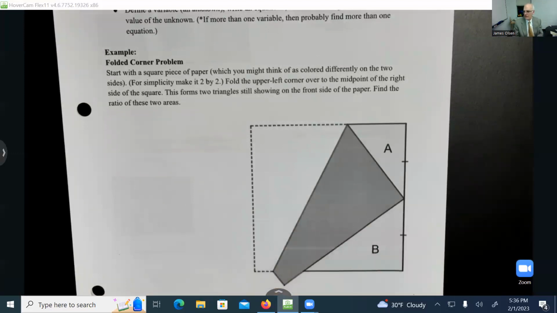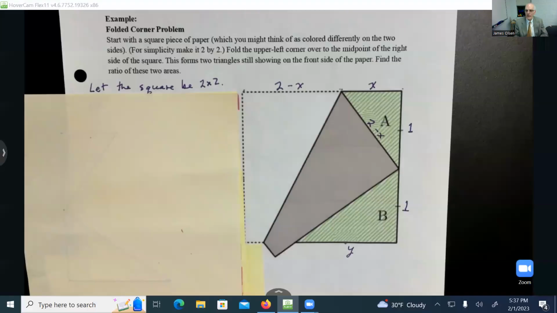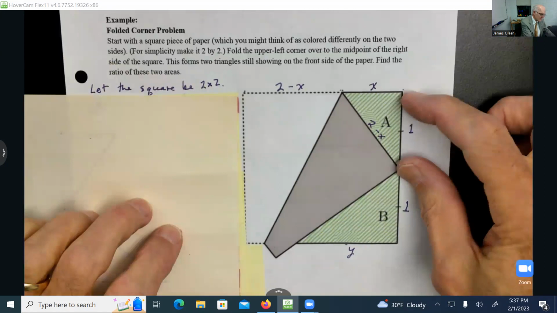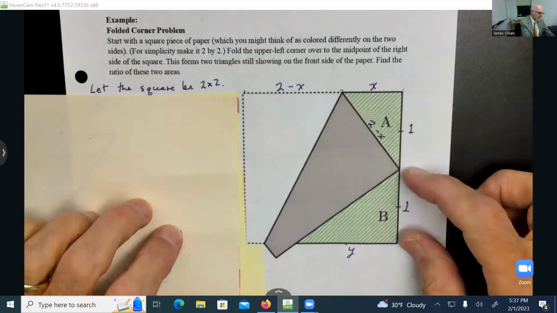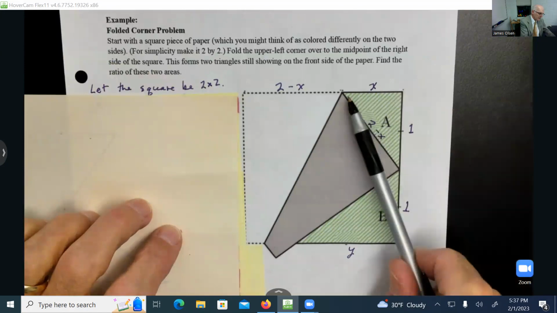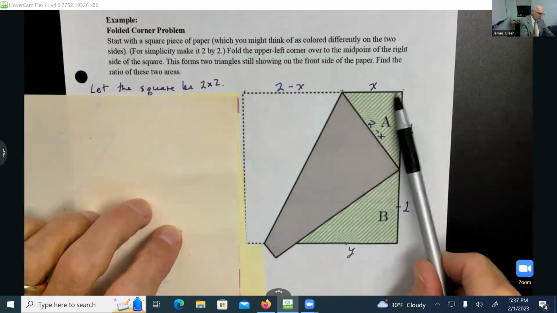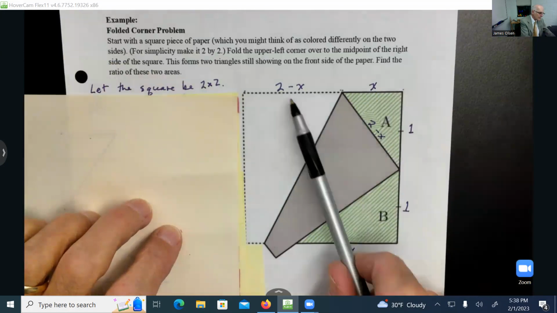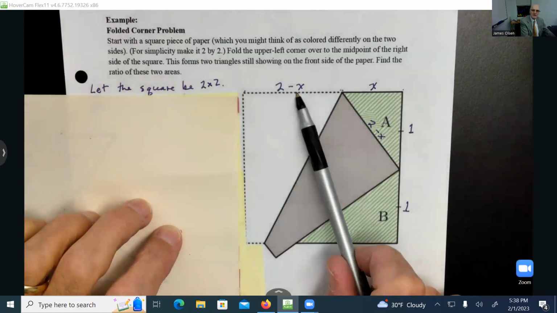You might pause the video at this point and see if you can solve the problem on your own. Here's one way to solve it. We're going to let the original square be 2 by 2 for simplicity. That way, when we take the midpoint over here, this is a distance of 1 and a distance of 1. So I'm going to define a variable, and I decided to let my variable be this distance right here on this particular right triangle. Since this total distance was 2, this distance is 2 minus x.